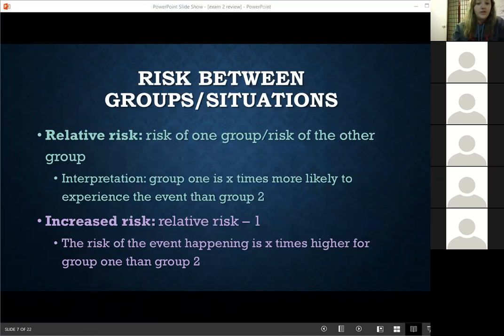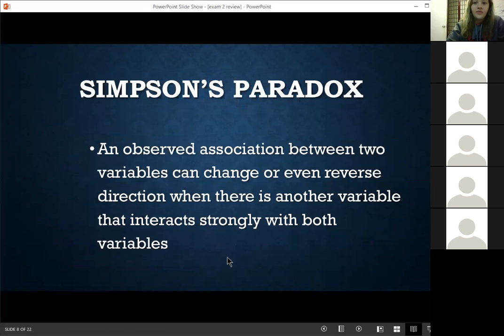And then your increased risk is the relative risk that we just found, minus 1, because that's going to give you the rest of the risk there. That tells you the risk of it happening and how many times higher it is. Okay, and then Simpson's paradox is just a concept that we talked about. It's basically talking about the observed association between variables.